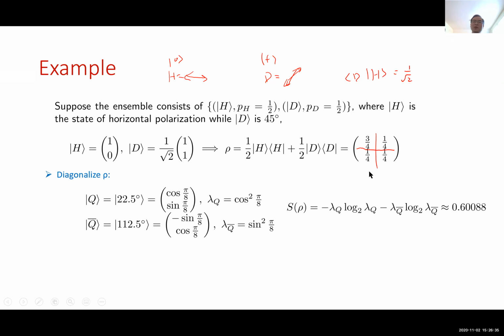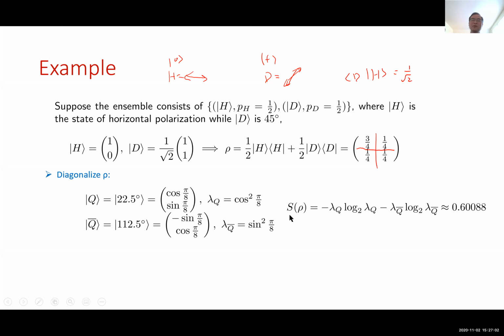So the eigenstates are Q and Q bar. And in fact, this is just 22.5 degrees and 112.5 degrees. So the vectors are these. This is really just simple, straightforward diagonalization. The eigenvalues are cosine squared of π/8 and sine squared of π/8. So they add up to 1, right?